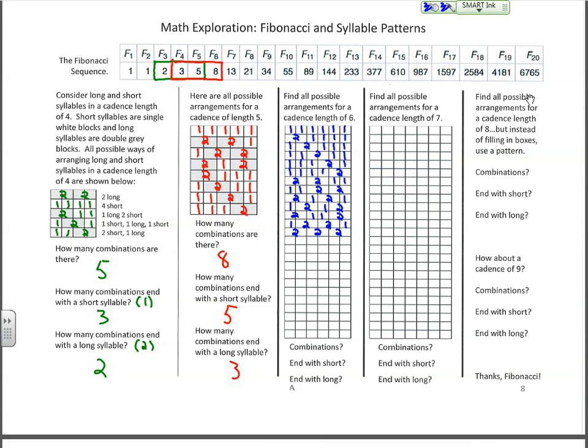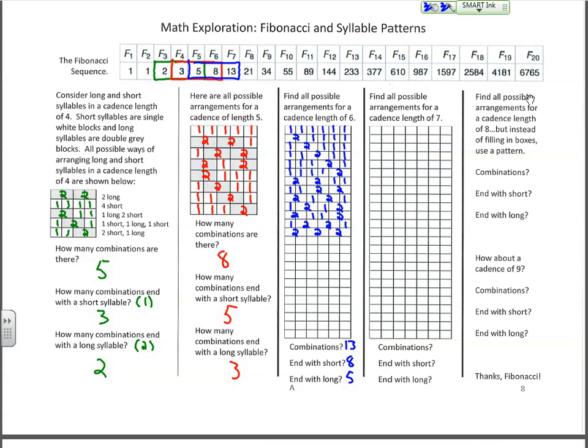So let me just double check. Do I have my 13 combinations? 1 2 3 4 5 6 7 8 9 10 11 12 13. There are 13 combinations. How many end with a 1? 8 of them do. How many end with a 2? 5 of them do. 13, 8, 5.